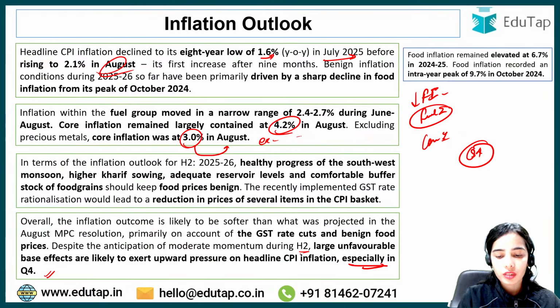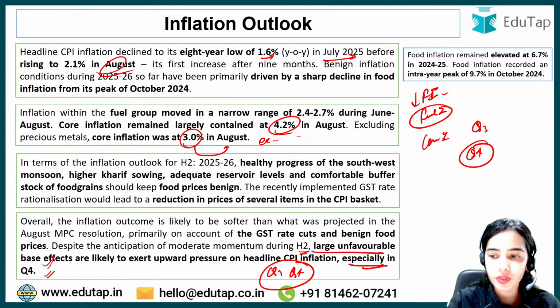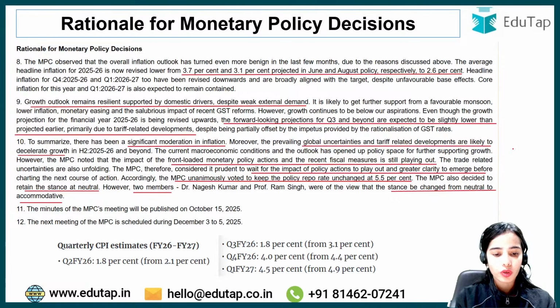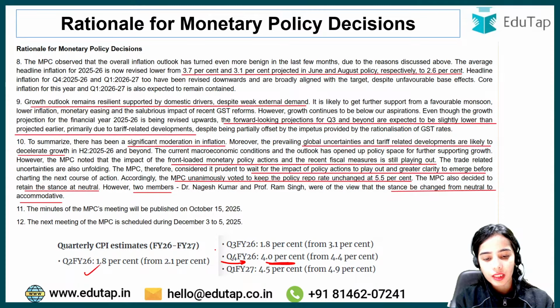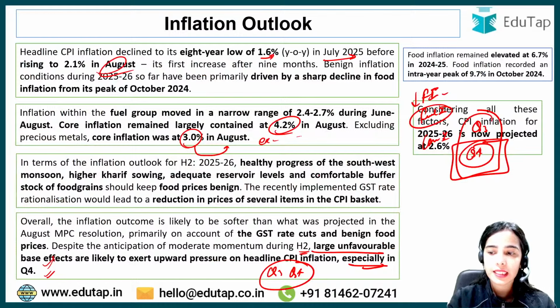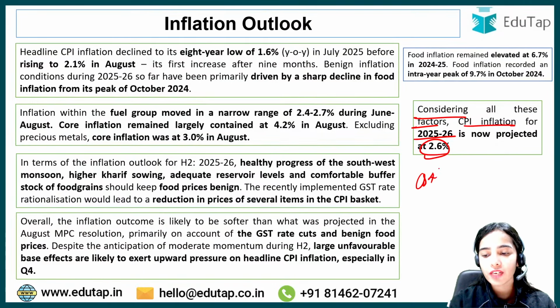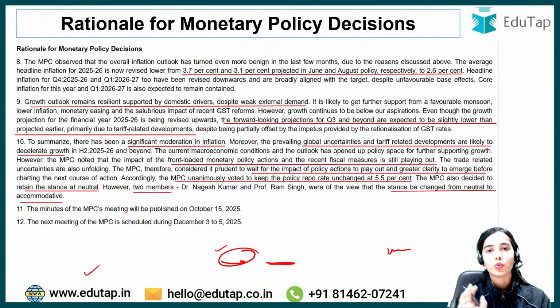In the second half, in quarter 3 and quarter 4, it was said that there is a large unfavorable base effect, due to which the CPI inflation will be higher in quarter 3 and quarter 4 of the current financial year, especially in quarter 4. So we also saw that in quarter 4, the inflation percentage is higher than the other quarters. That is because of the unfavorable base effect. Considering all these factors, CPI inflation for 2025-26 is now projected at 2.6%. Even with the unfavorable base effect in quarter 4 of 2025-26, the CPI inflation is expected at a lower percentage.